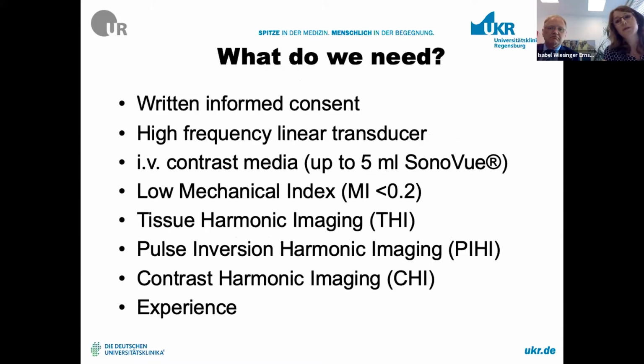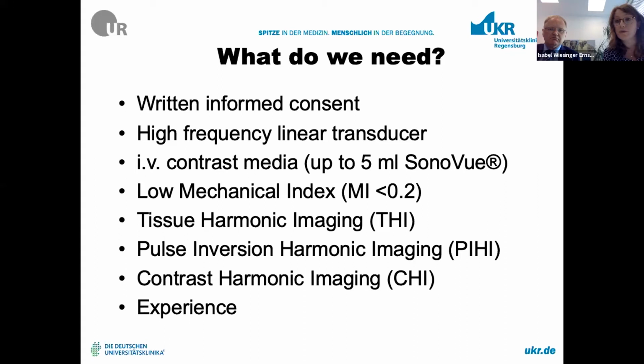But before we go to the imaging examples, I will just briefly mention the prerequisites. As Professor Klevert said before, we need the written informed consent. We need a high-frequency linear transducer, and we need intravenous ultrasound contrast media. We use up to 5 milliliters of Sonovue.